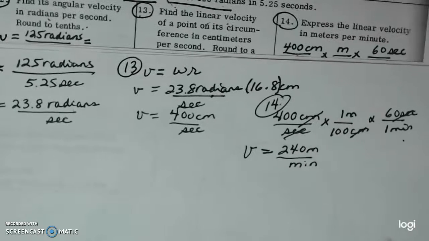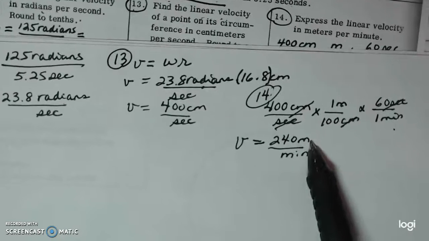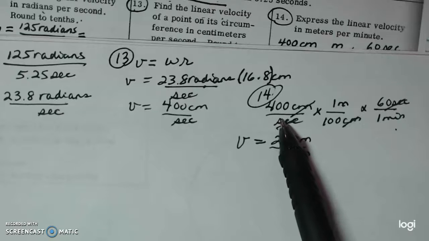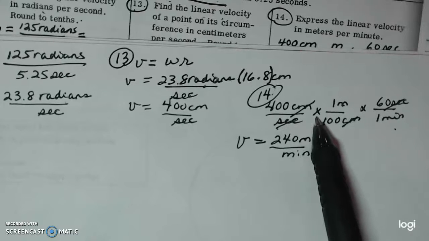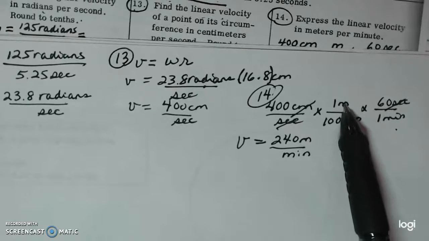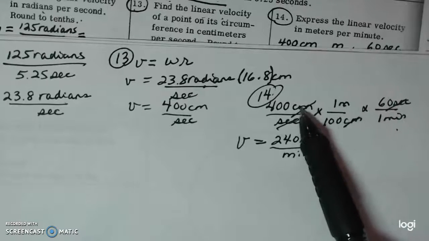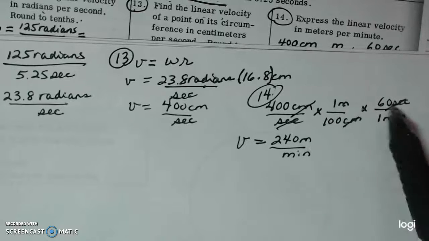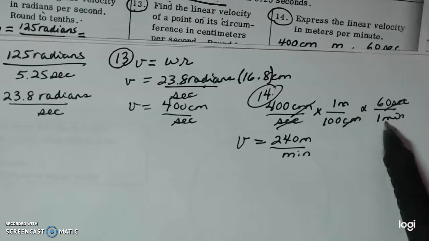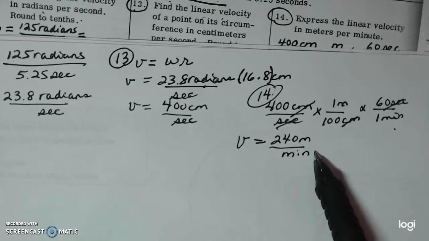Finally, converting centimeters per second to meters per minute. Write down your 400 centimeters per second times 100 centimeters in 1 meter and 60 seconds in 1 minute. Cancel your units and you're left with meters per minute, 240 meters per minute.